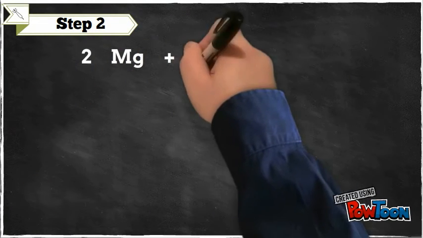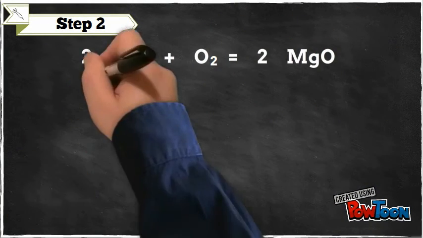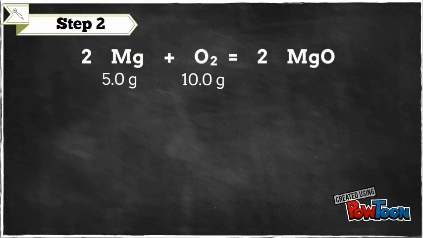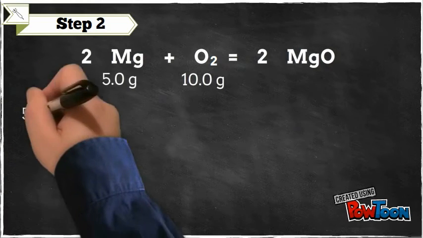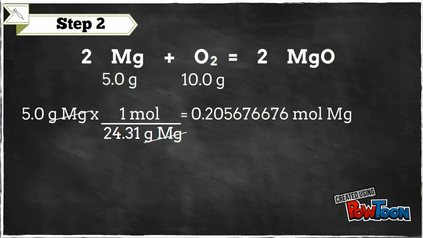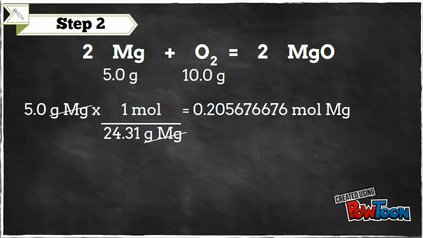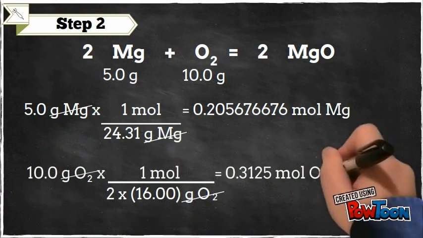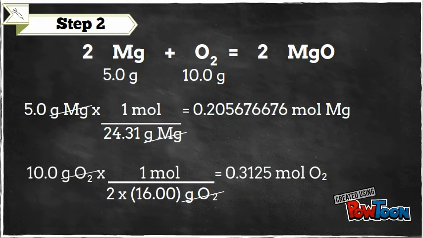The second step is to convert your known masses to moles. So let's say we have 5 grams of magnesium and 10 grams of oxygen. As always, we convert those amounts to moles. Remember to carry all of the digits on your calculator right through to the very final answer. Now convert the mass of your second reactant, which is oxygen, and say we have 10 grams of it, also to moles.